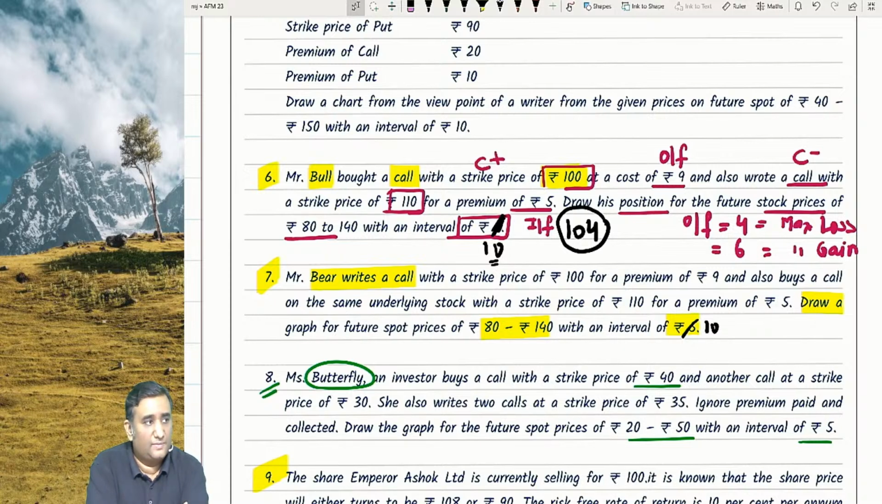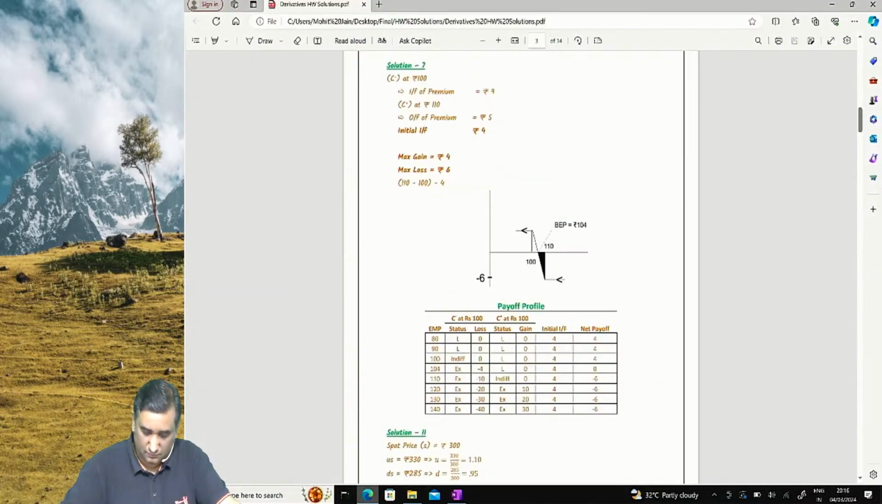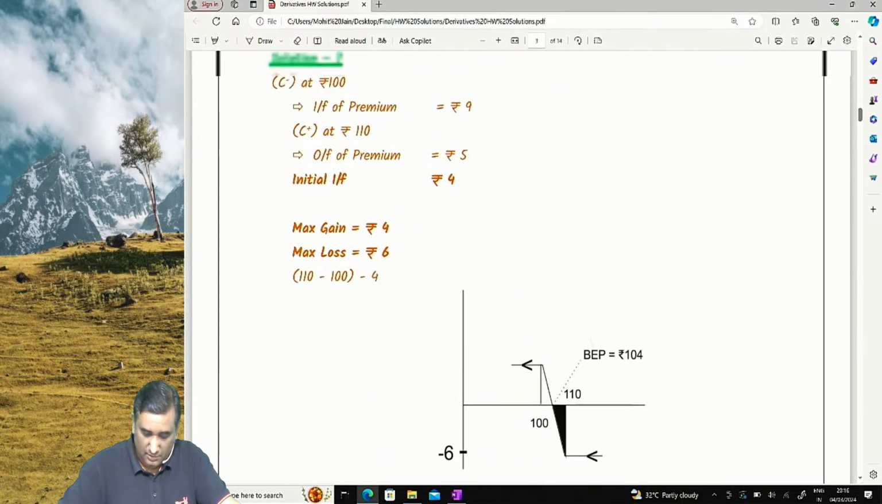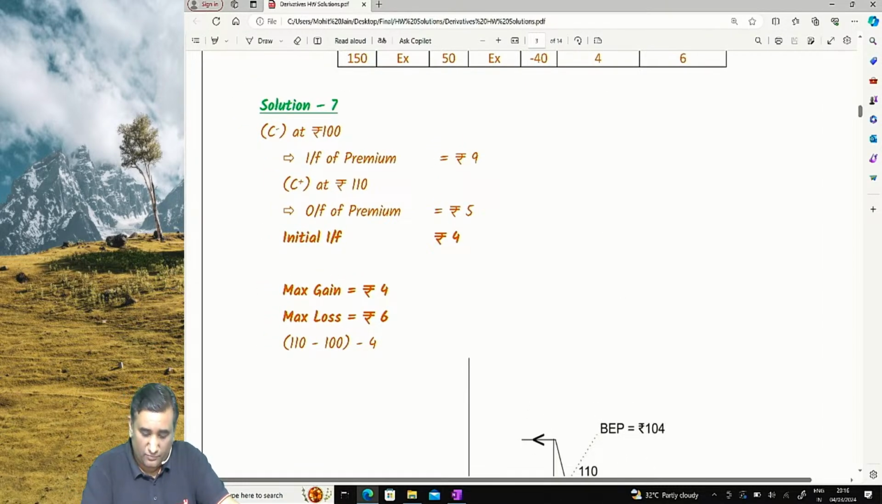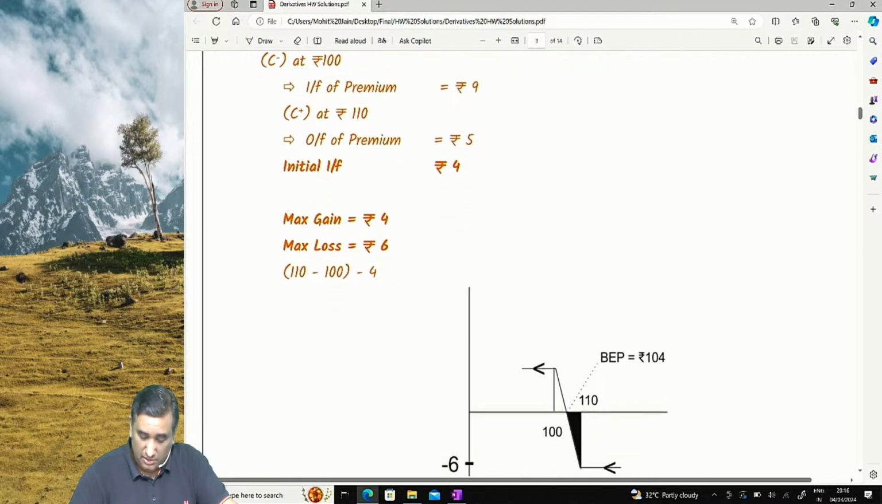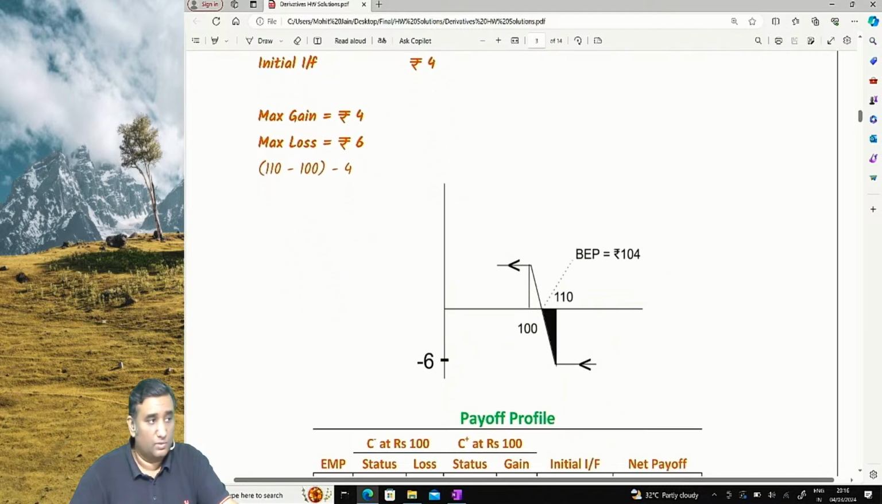How much is maximum loss coming? Minus 6. Gain plus 4. Break even, 104. C minus at 100, inflow premium 9, C plus at 110, outflow 5, initial inflow what? 4, right? Maximum gain of 4, maximum loss of 6. With maximum gain and loss, break even is coming at 104.